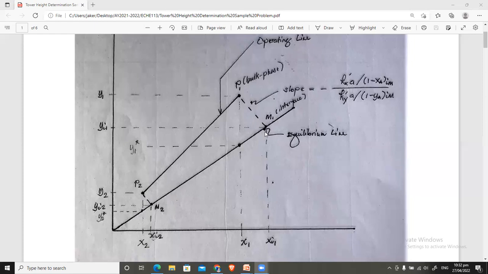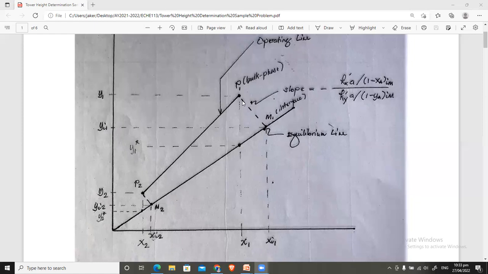Now the concentration of the interface will have, aside from 1 in its subscript, the small letter i, meaning it's the concentration of the interface. So Y sub i1 for the concentration of the gas phase in the interface, and X sub i1 for that of the liquid phase in your interface. We do the same representation of concentration for interface M2, so you have Y sub i2 and X sub i2.